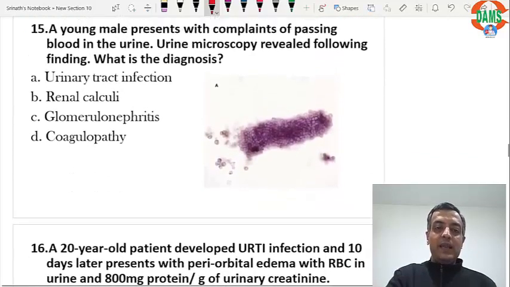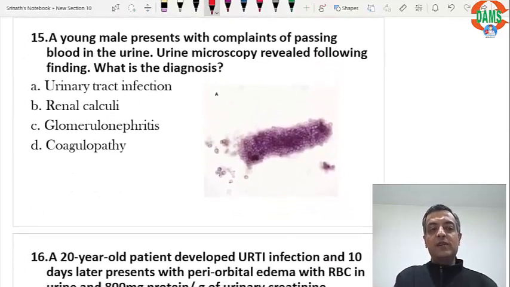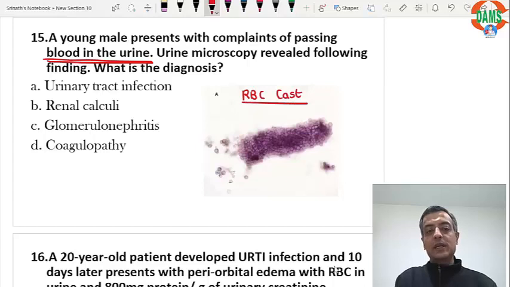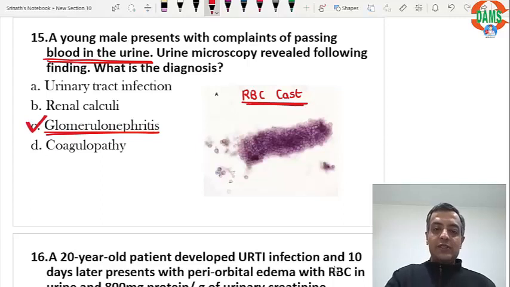When a young male presents with complaints of passing blood in the urine and urine microscopy shows the presence of RBC cast, it is diagnostic of glomerulonephritis, we can say. Question 16.